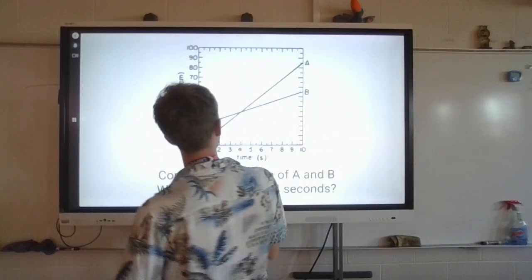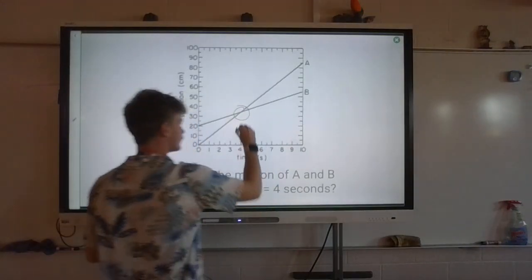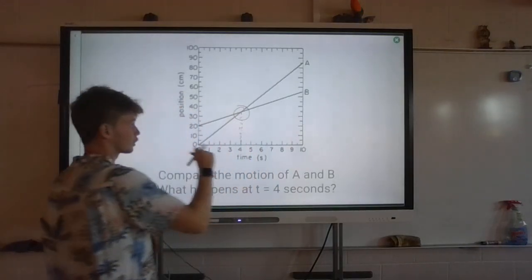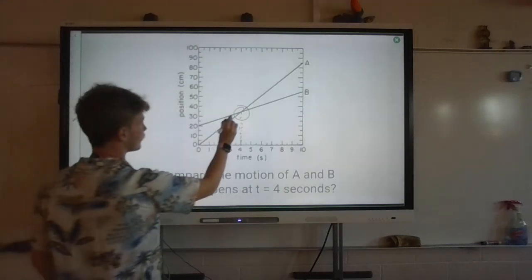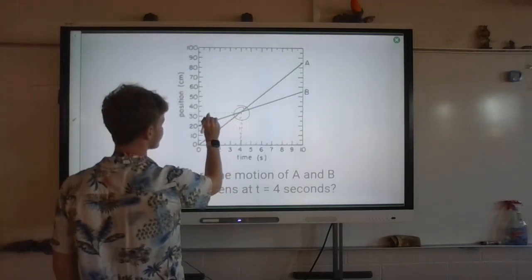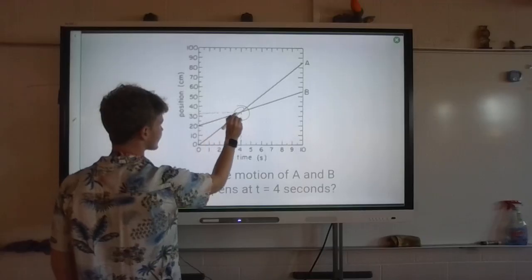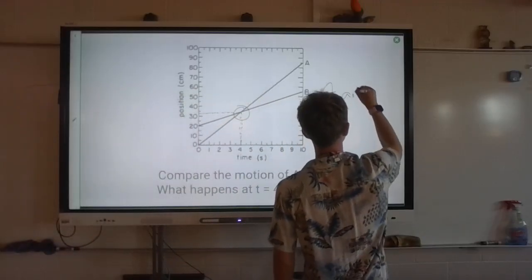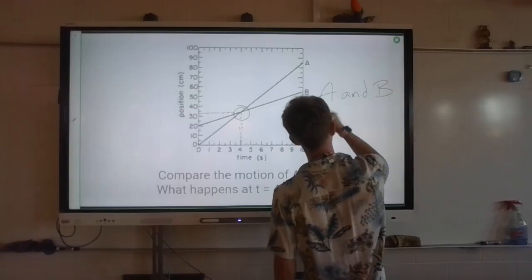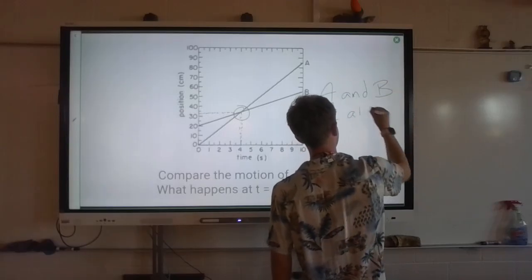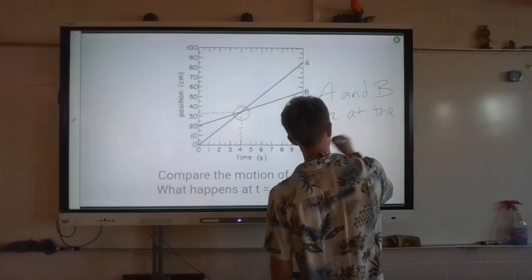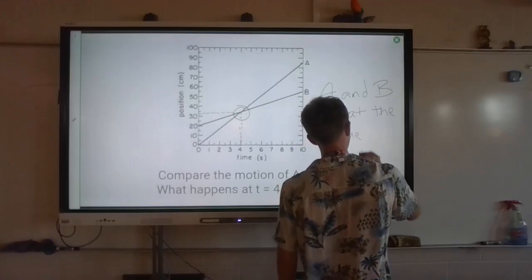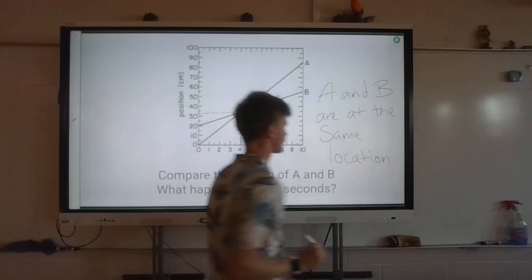What's happening right there? Well, down here says we have the same T value, which is 4 seconds. So it means at 4 seconds, they are both roughly at the same location. So A and B are at the same location. So that means they traveled to the same spot at the same time.